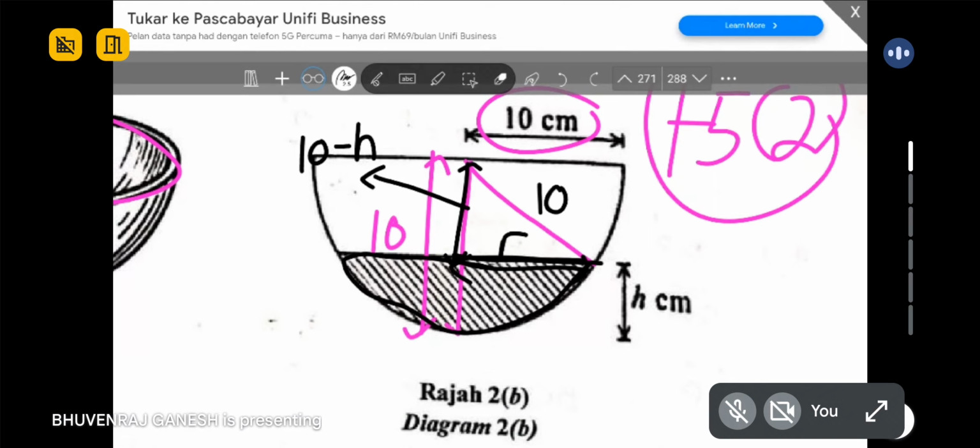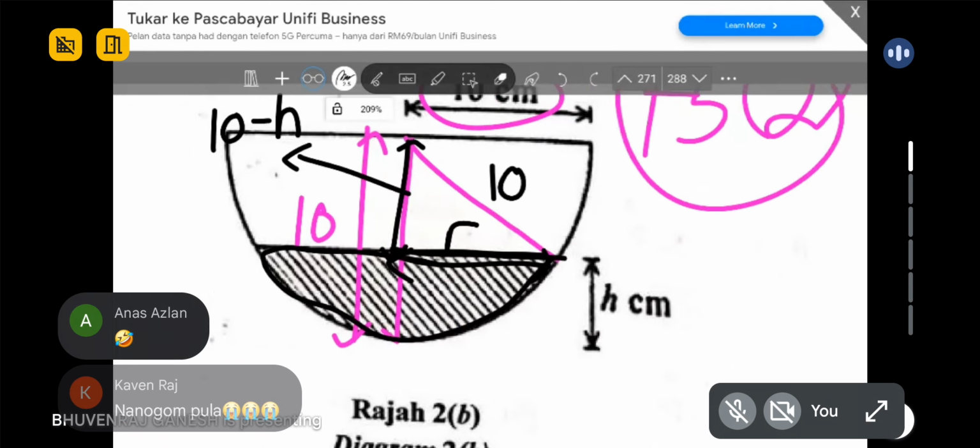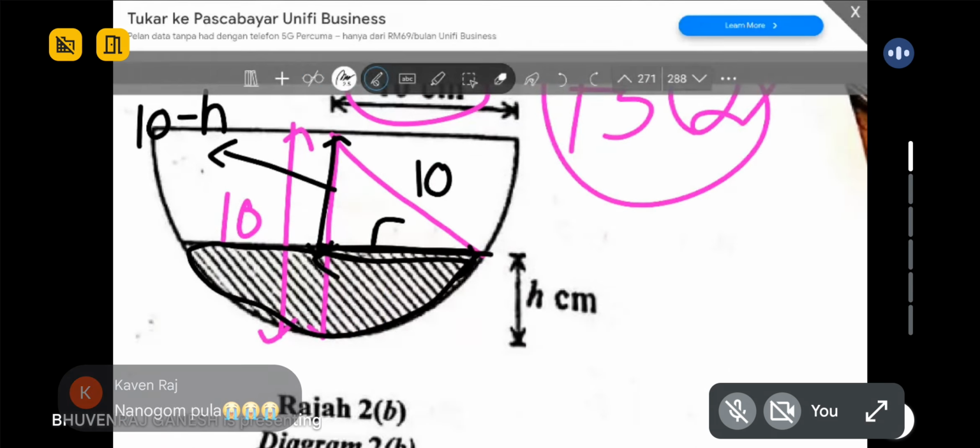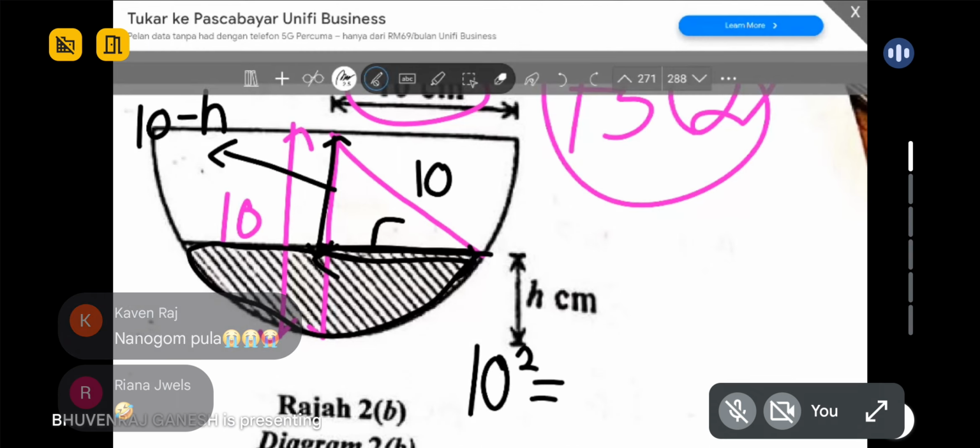Nonagon? Mana kamu nampak nonagon? How can you draw nonagon, guys? Nonagon is 9 side, you know. Impossible lah, guys. Tak boleh. Okay? Alright. Okay, so now, guys, you use Pythagoras theorem.